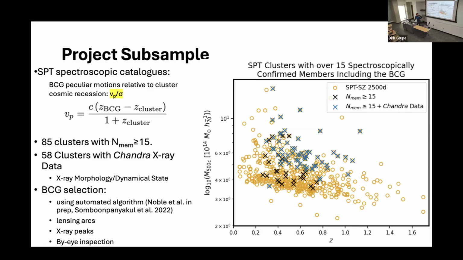I'll also briefly mention that BCG selection is a factor. It's not always so cut and dry in high-z clusters, when you're using shallow ground-based data, what exactly the brightest cluster galaxy is. So we use an automated algorithm developed by some collaborators, in combination with information about the lensing arcs when they're present, the X-ray peaks when we have the X-ray data, and a by-eye inspection of all this information to get the best estimate of what the BCG actually is in our systems.